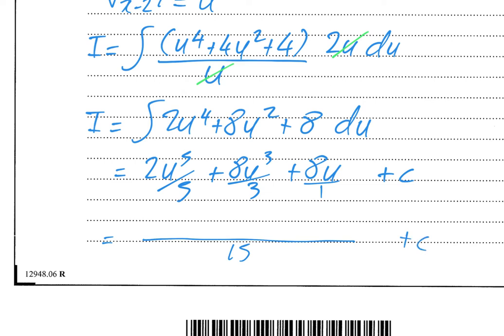The 5 here needs to get multiplied by 3, so its top line gets multiplied by 3, so it becomes 6u to the power of 5. The 3 here needs to be multiplied by 5, so its top line gets multiplied by 5. 5 times 8 is going to be 40, and that's u cubed. And this 1 here gets multiplied by 15, so the 8 also gets multiplied by 15, and I've got 120u. And remember, I've still got my constant of integration out, so it doesn't disappear.